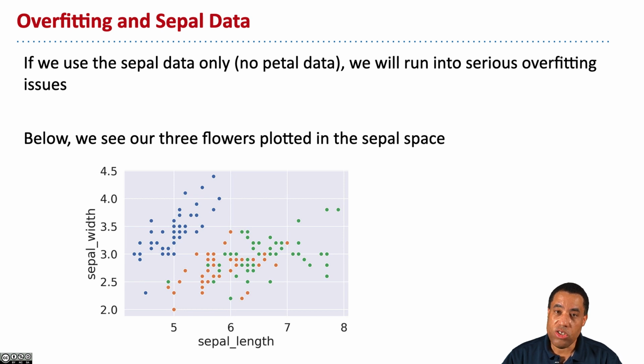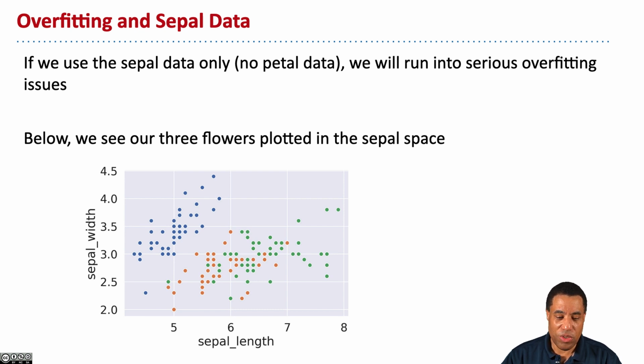So now let's just look instead at the sepal data. Before, we tried just building a model on petal width and petal length. So let's try doing the same thing but with the sepal. First, let's plot our flowers in sepal space. Here we can see the 3 different classes in blue, orange, and green plotted with sepal length on the x-axis and sepal width on the y-axis.